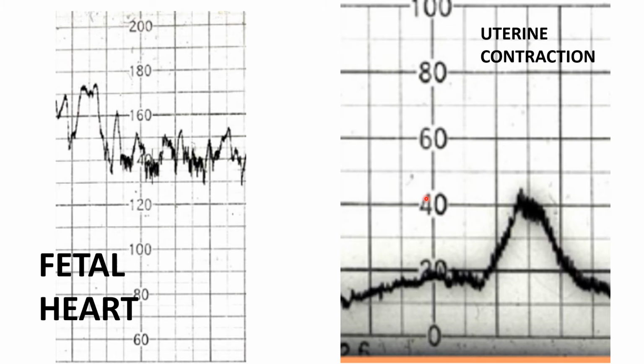as you can see here, about roughly 45 millimeters of mercury. However, in the second stage, it can typically go up to as much as 80 to 100 millimeters of mercury.